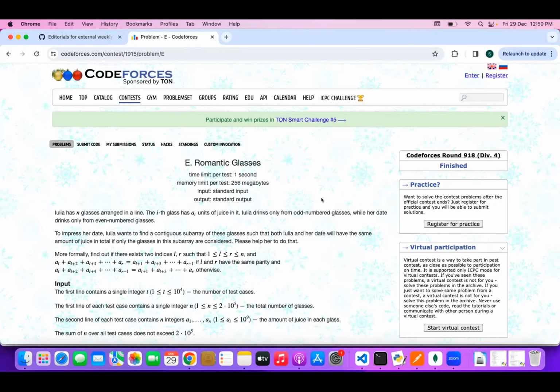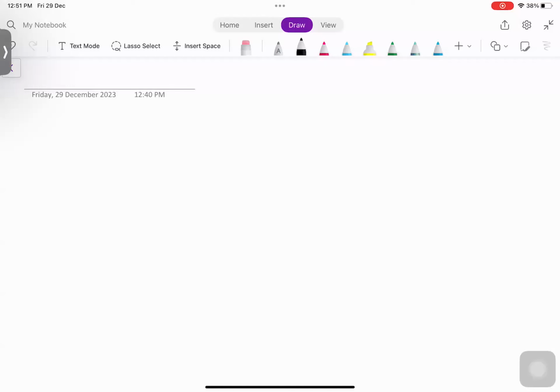So the next question of Codeforces Round 918 Div 4 is Romantic Glasses. In this question, we are given an array A1, A2, A3, all the way up till AN. In this array, we are supposed to find if there are any two indices L, R, such that 1 is less than or equal to L, less than or equal to R, less than or equal to N, where we can divide the array into two parts.